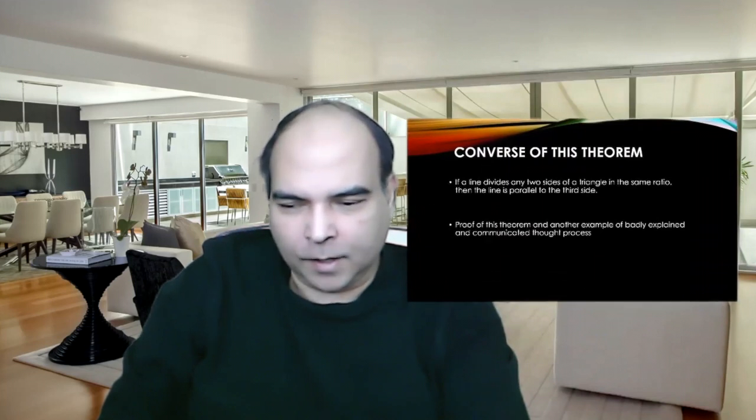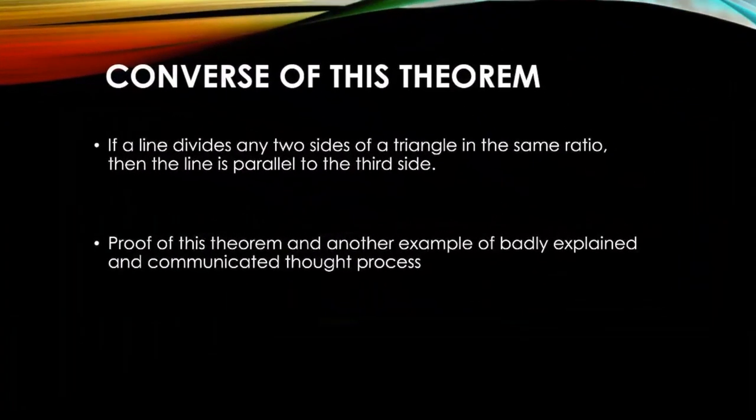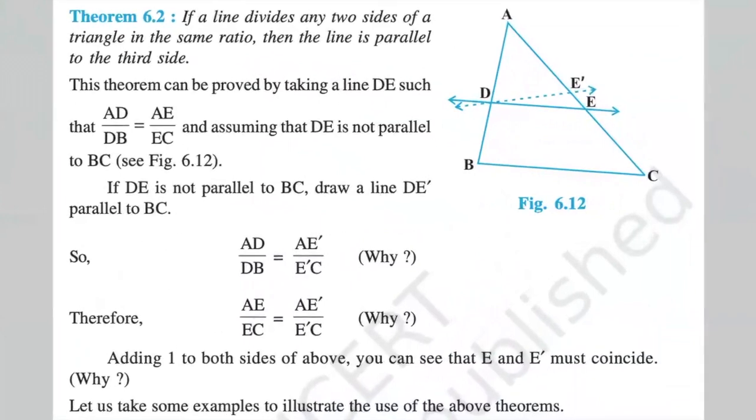Of course, this theorem has its converse also, which is another example of poor explanation. Maybe I'll do a separate video for this, but for the time being, you can just understand the converse. If a line divides any two sides of a triangle in the same ratio, then the line must be parallel to the third side. While they have a proof for this, I will currently skip that, and we'll discuss that proof maybe in a different lesson.